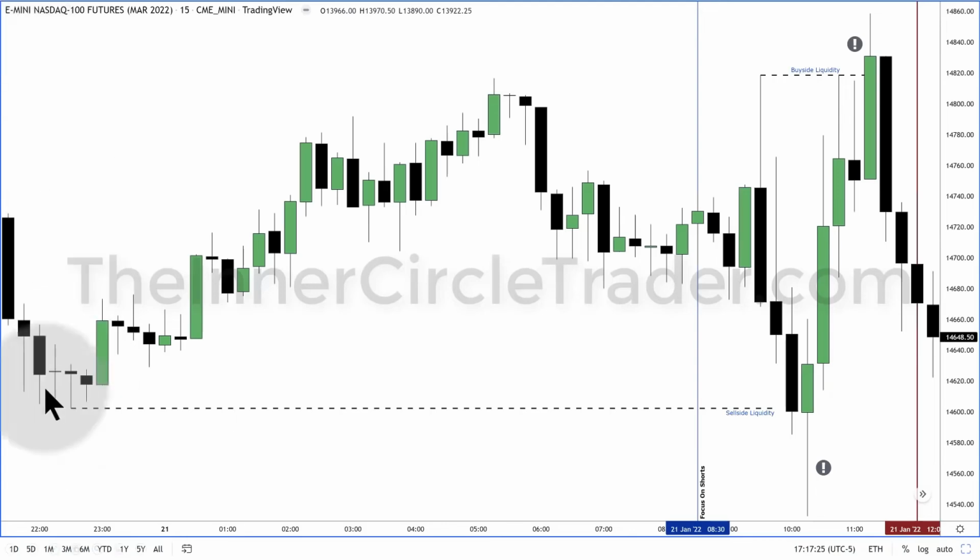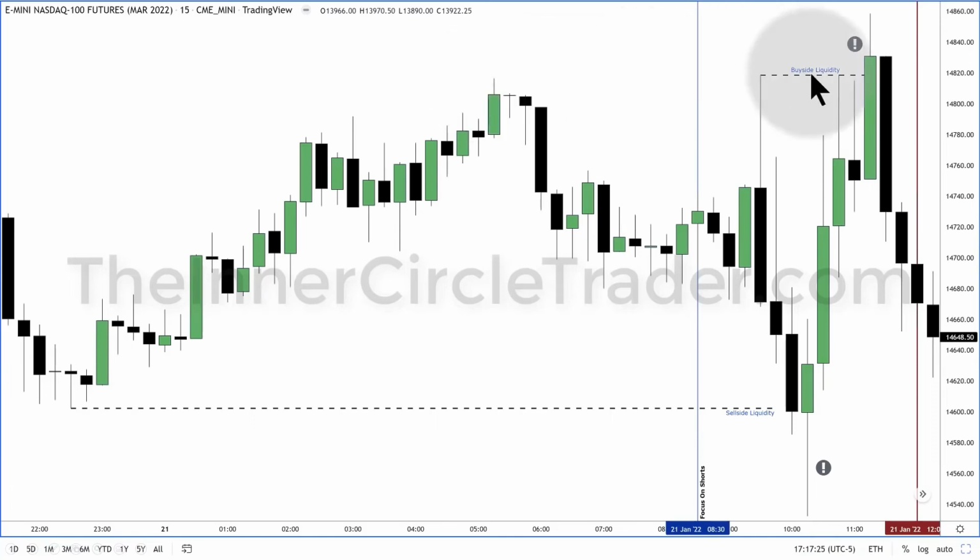And take your attention over here, okay? This old low and these relative equal highs. See that? Old low, below that is sell stops. And relative equal highs, above that is buy stops. Now, you could have used this high here. There's nothing inherently wrong about that.